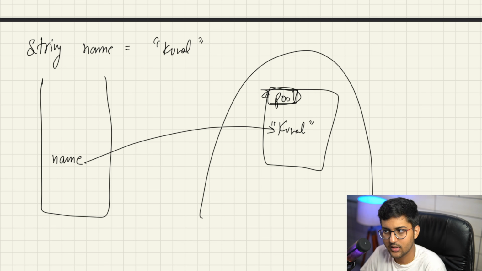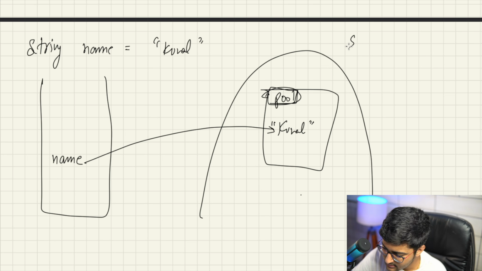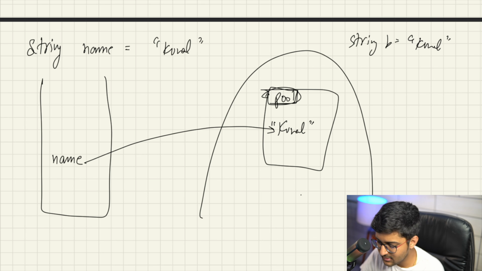Now you may be asking, okay Kunal, that is very simple, no problem. What is the use case? Why a separate pool? Why can't you just put it in the heap normally like you do for every other object? It's a good question. The answer is that similar values of strings are not recreated in the pool. So if I write string B is equal to Kunal, it's going to be like, hey, Kunal already exists in the pool. No need to create it again. Point B to this Kunal.